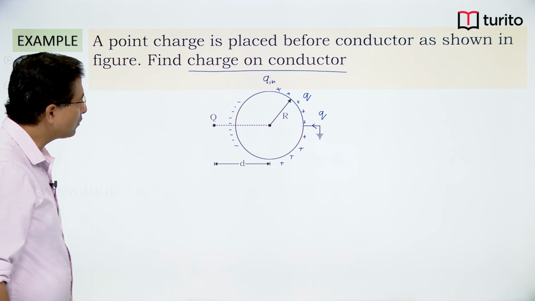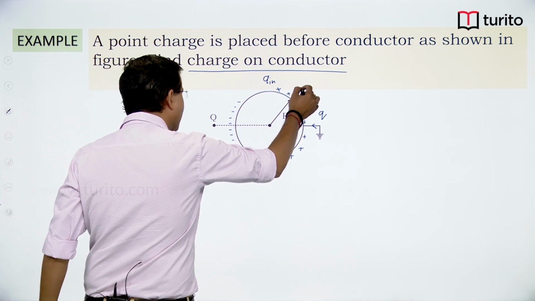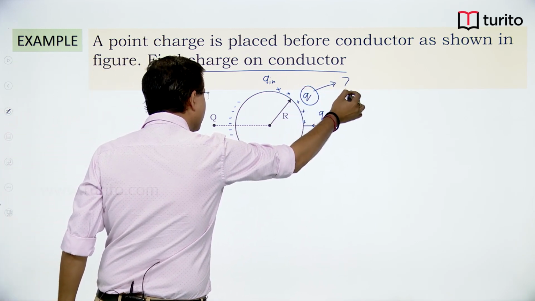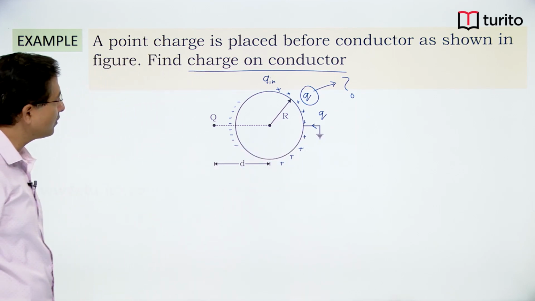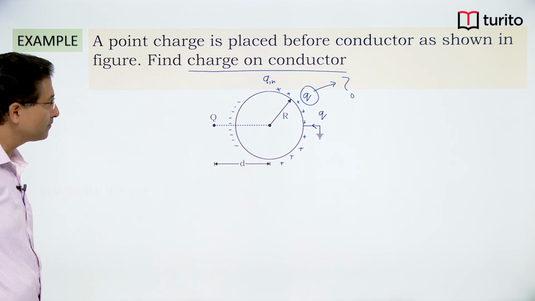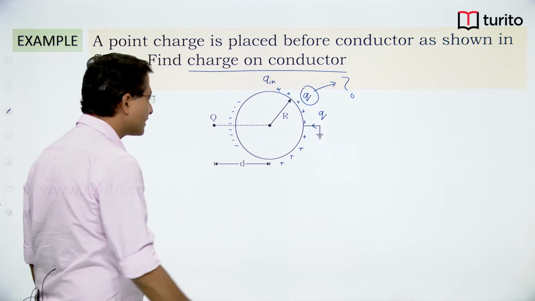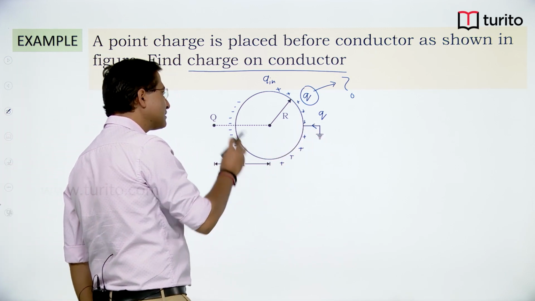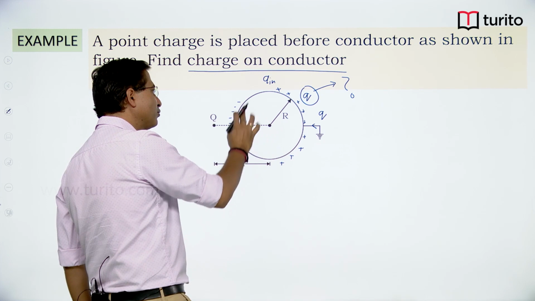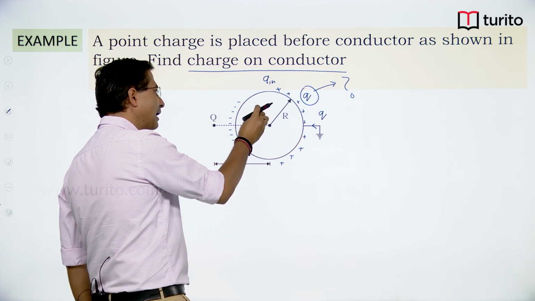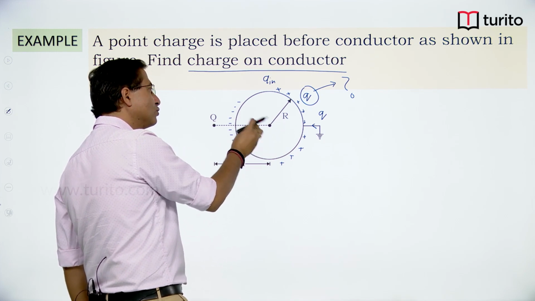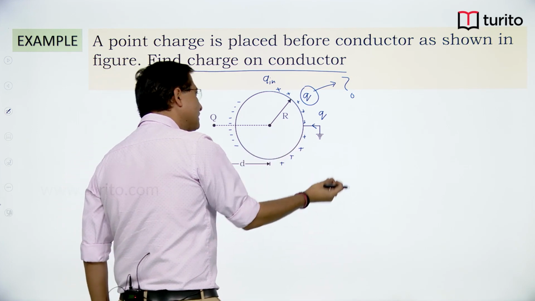So I want to find out how much charge appears on the conductor, right. As it is connected to earth, you can see this charge is producing potential at every point, and the final potential has to be 0. To make the final potential 0, earth has given some charge.